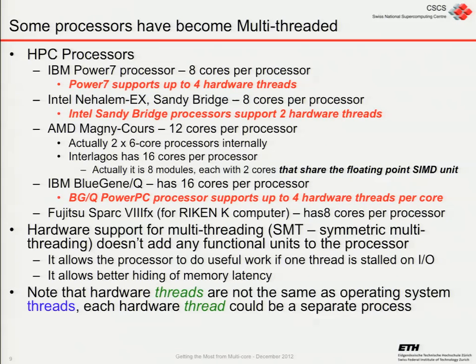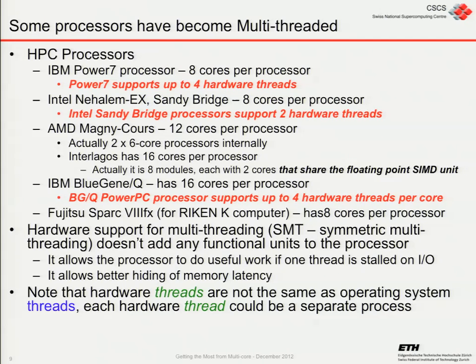They're not the same as operating system threads. Each hardware thread could be a completely separate process rather than a thread. So the threading that we look at, threading is now a very overused word. Threading is talked about in the context of GPUs. It's talked about in terms of things such as OpenMP, and it's also talked about on hardware level.